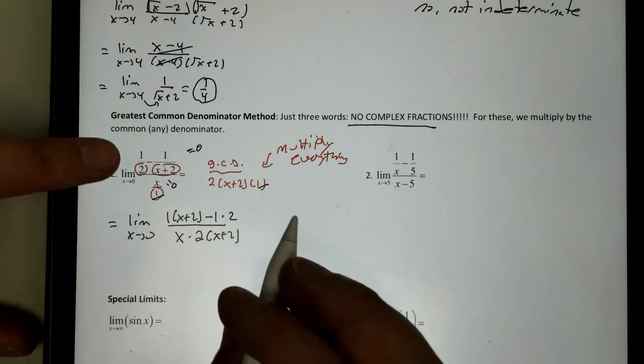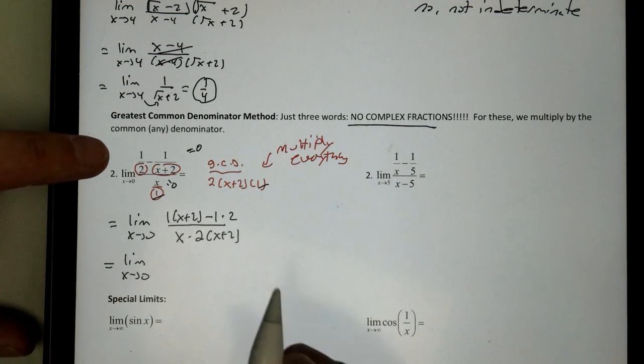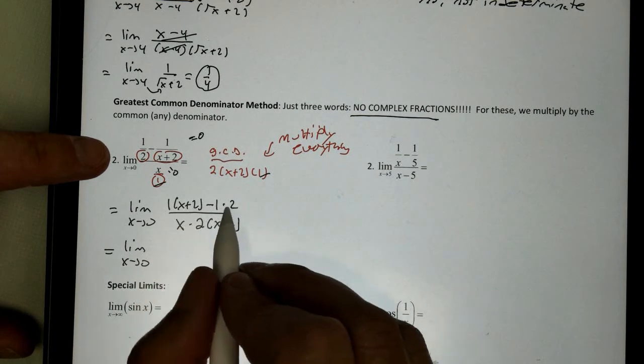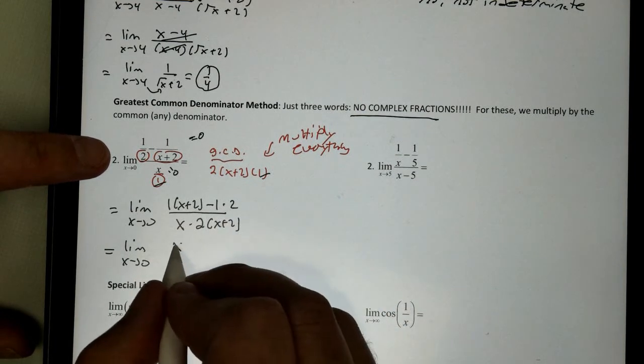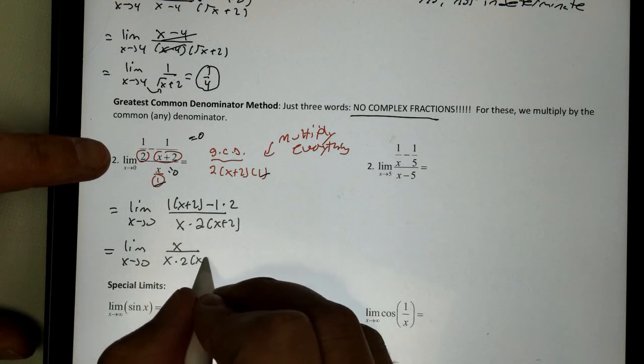And we just simplify. Simplify the numerator. Don't forget to rewrite that limit here. And this becomes x plus 2 minus 2. So the top just becomes x. Don't simplify the bottom. We get x times 2, x plus 2.